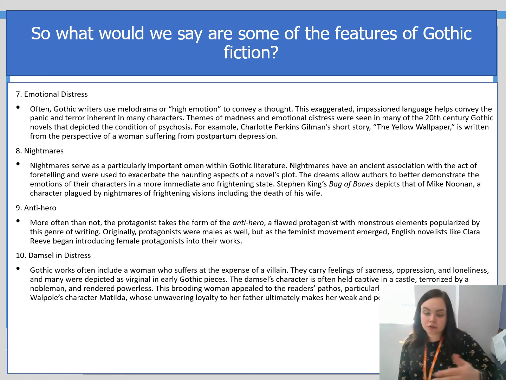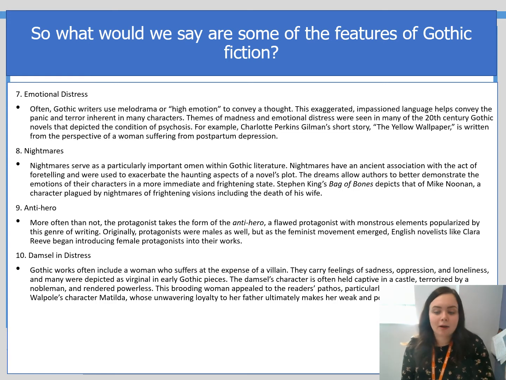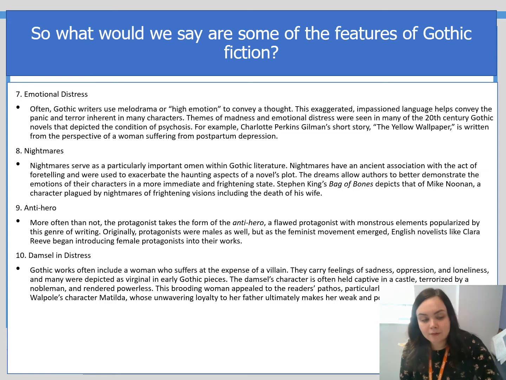So what they'd often do is use dreams to foreshadow what was going to come and happen next. So if you were going to kill a character off, you'd have the heroine dreaming that the love of her life is going to be killed, and then it's going to happen, and there's nothing she can do about it.